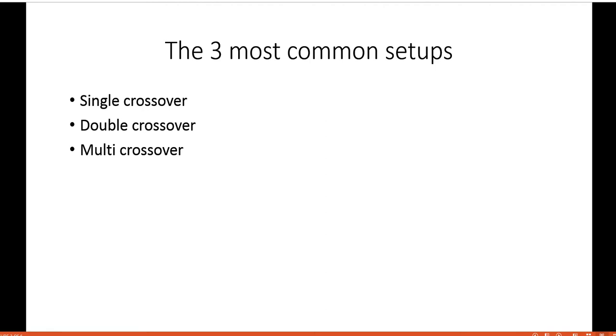The three most common setups that I've seen and that I use are the single crossover, double crossover, and the multi crossover. And all this means is just how many moving averages you're using. It's going to be 1, 2, or 3 plus. There are rainbow crossovers and stuff like that. So just real basic: 1, 2, or 3 or more.